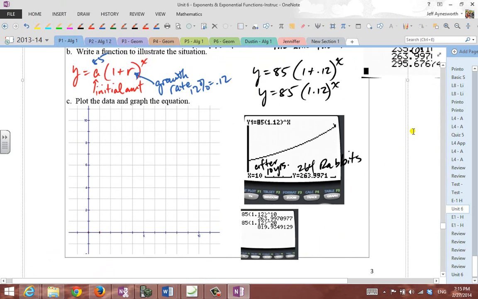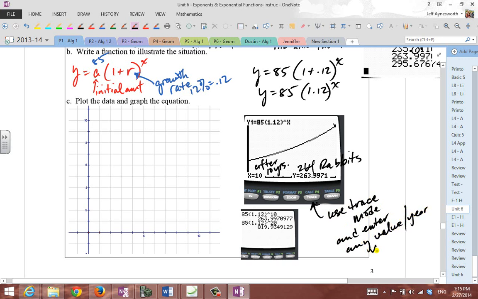All right, so I did it two different ways. I used the graph in trace mode in my first picture here. Remember, trace mode is your friend right here. Use trace mode, and enter any value you want, in this case year. And then you can use your function here. This way is using your function right here. And after that, it's easy.